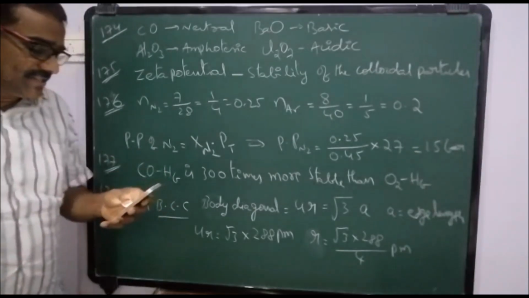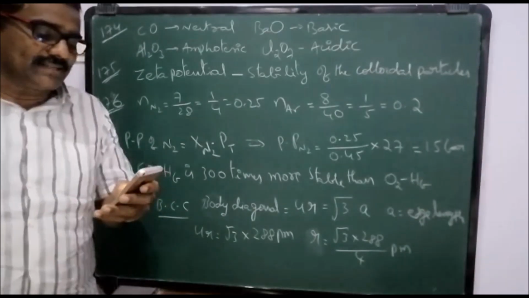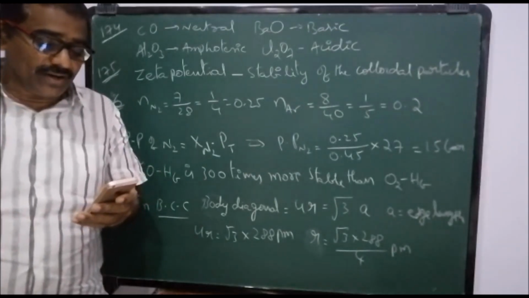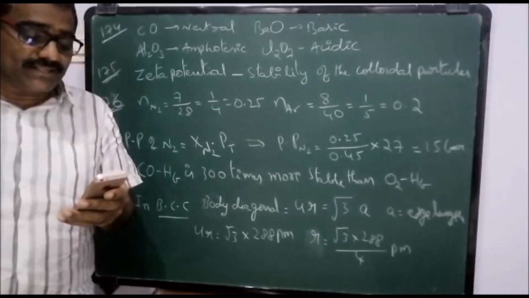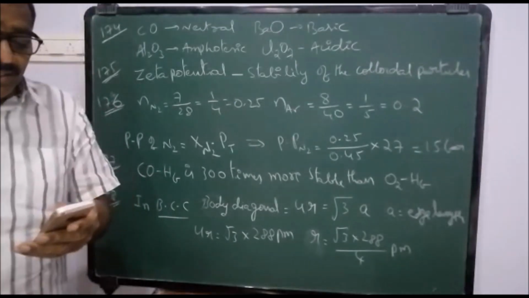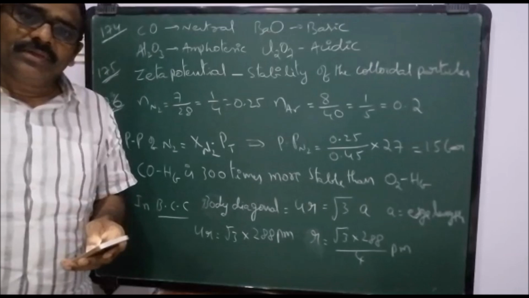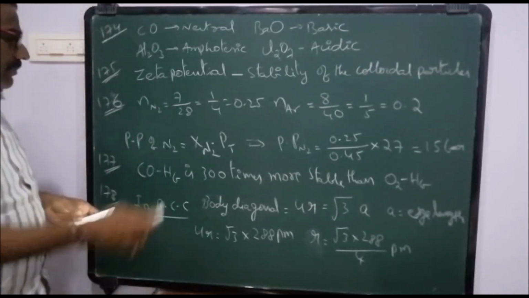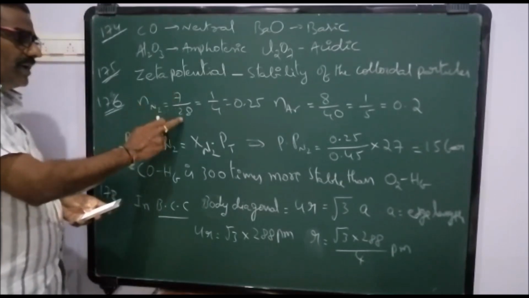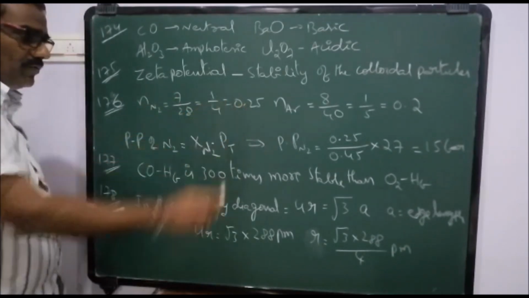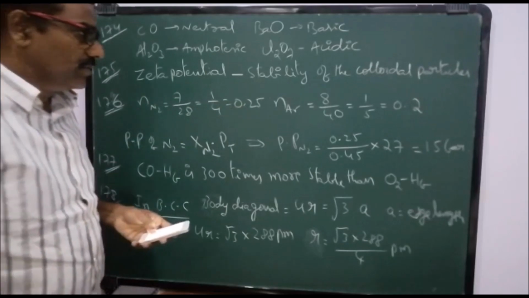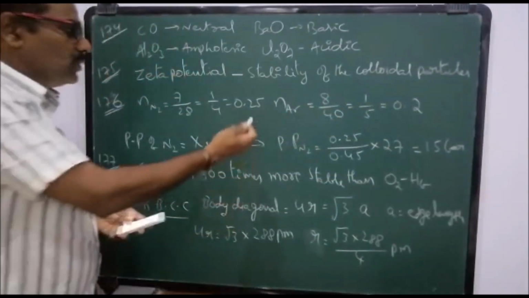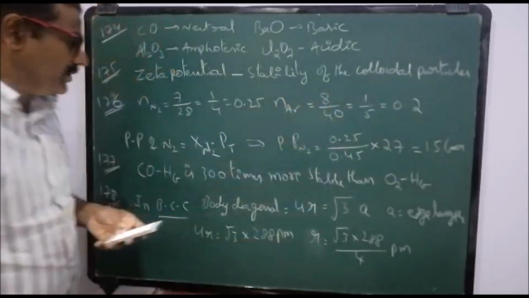And question number 176. A mixture of N2 and argon gases in a cylinder contains 7 grams of nitrogen and 8 grams of argon. If the total pressure of the mixture of gases in the cylinder is 27 bar, the partial pressure of N2 is? Given atomic mass of nitrogen is 14 and for argon it is 40. The number of moles of nitrogen is equal to 7 by 28, that is 1 by 4, 0.25 moles. And the number of moles of argon is equal to 8 by 40, that is 1 by 5, 0.2. And total number of moles is 0.25 plus 0.2, 0.45.